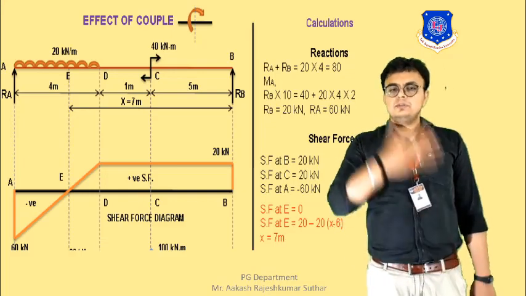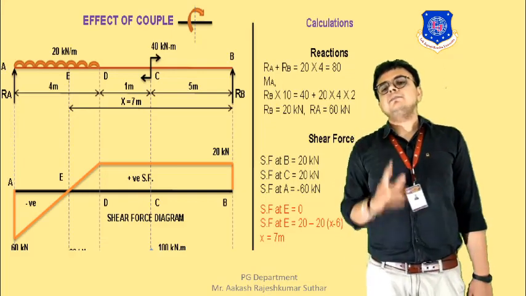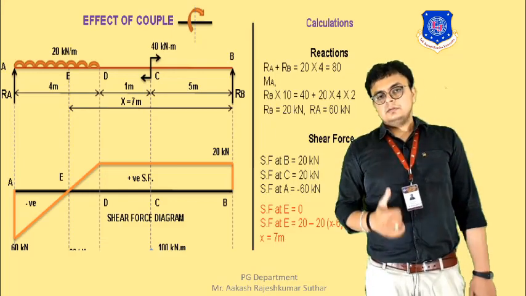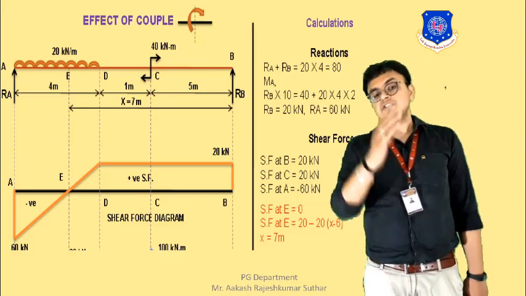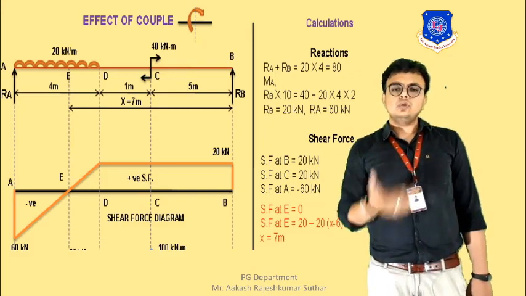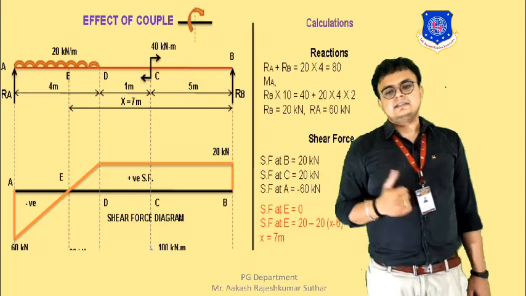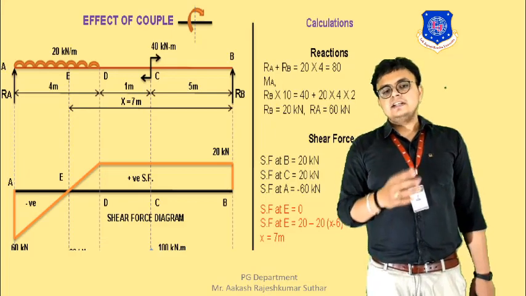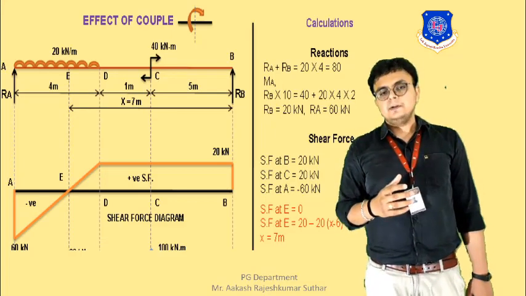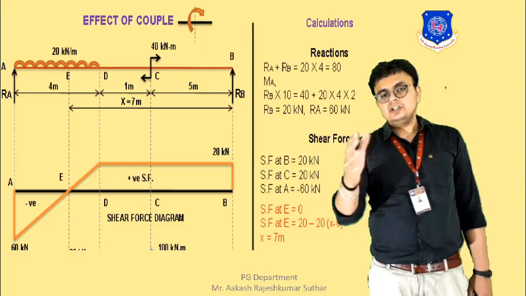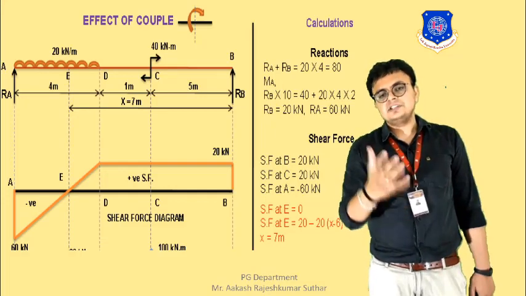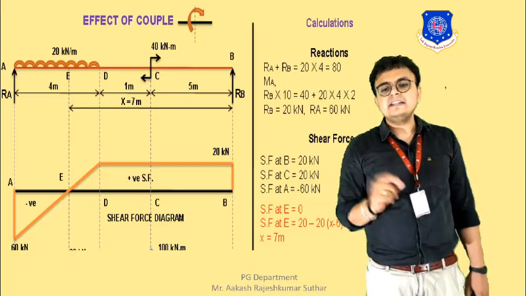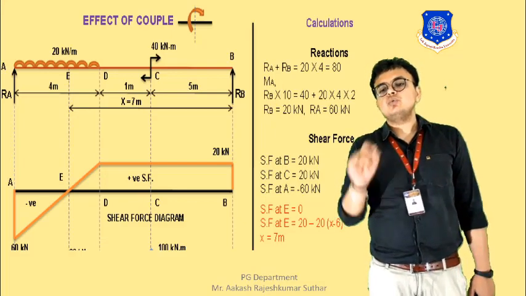In between, moving from D to A, there will be a point at which the shear force will be changing its sign. So let's see what that distance is. Basically it will be a distance x from the D side. So considering the shear force at E, it will be equal to 0. So it will be equal to 20 minus 20 into x, 0.6.